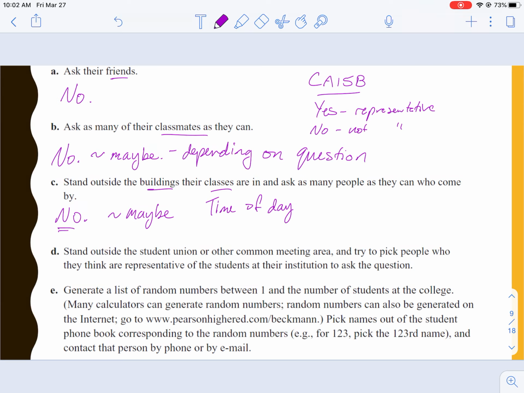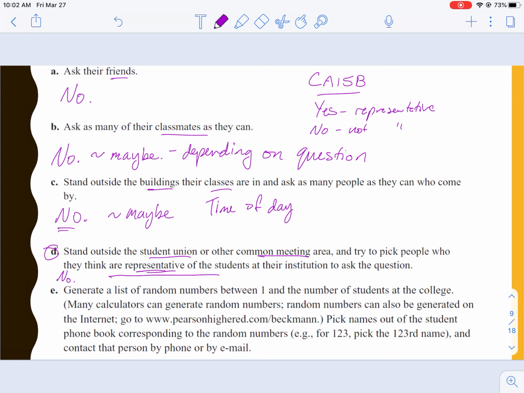Now, I guess that kind of is D. Student union or common meeting area. Try to pick people who you think are representative. Maybe, but again, I would say probably not. And the reason is similar to what I've said. There might be people that seem more approachable, people who you kind of build in your own stereotypes if you try to pick people yourself.